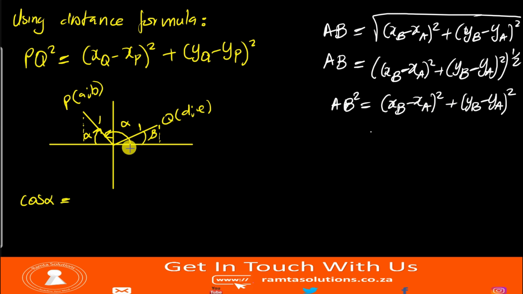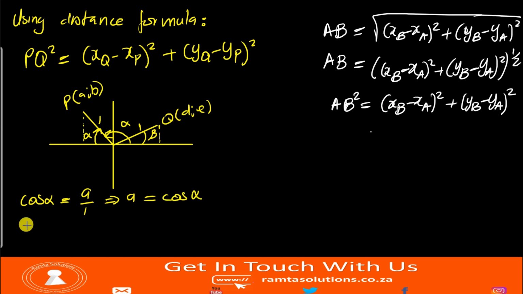Cos alpha equals, what is the value of x? The value of x is a. What is the hypotenuse? It's 1. Remember, cosine is adjacent over hypotenuse, right? So this implies a equals cos alpha.